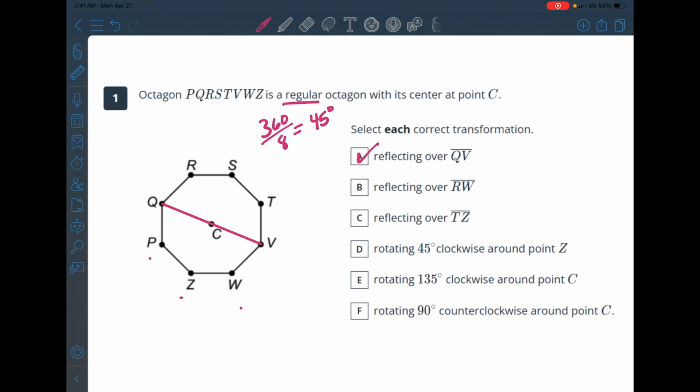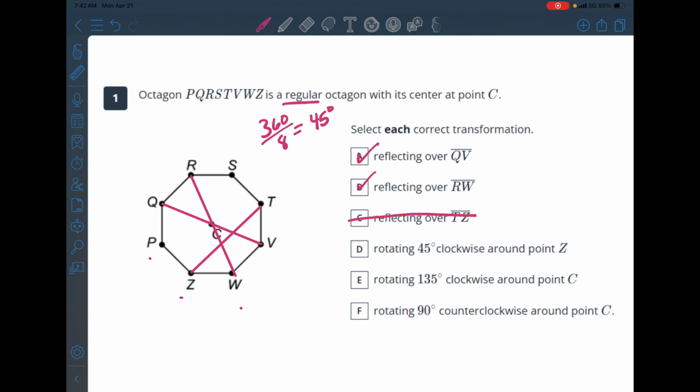Reflecting over RW. So let's see, R to W goes through the center. So that one also works. Reflecting over TZ. I'm looking at TZ. That does not go through the center. So if I reflect over that, it would not end up looking the same. So that does not work.